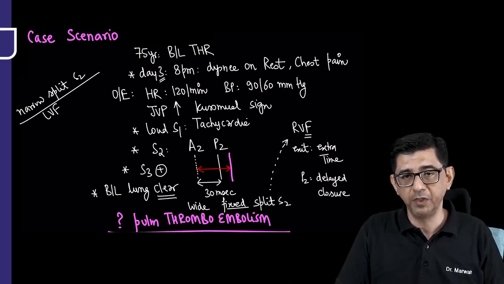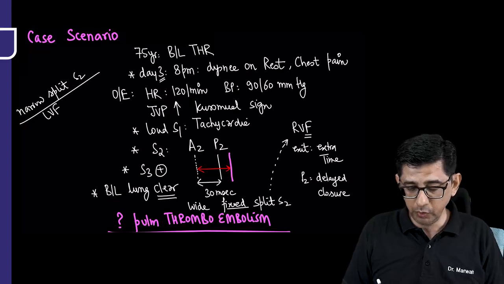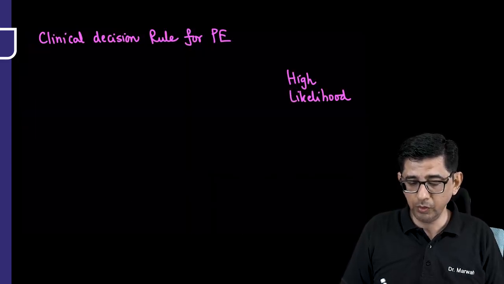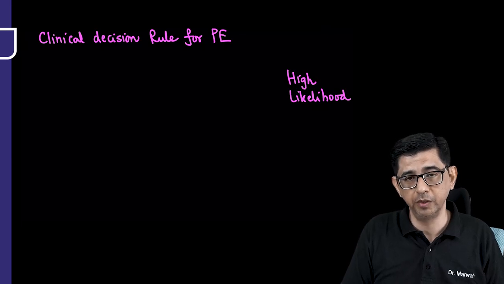Now let's look at the clinical decision rule, which will help you be sure clinically that, okay, I'm dealing with pulmonary embolism.